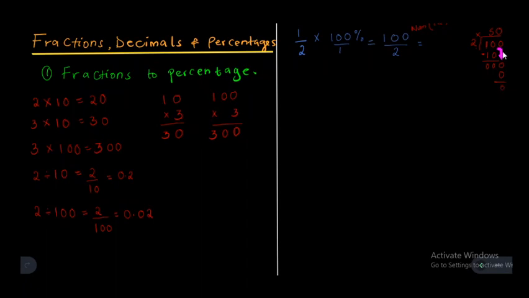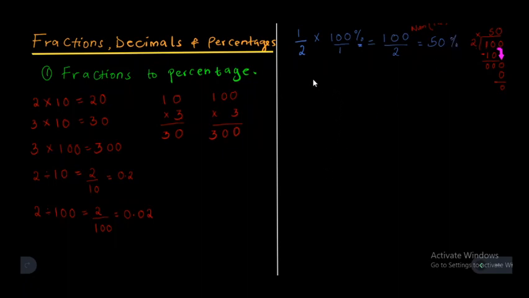Alright, so I have solved that question. 100 divided by 2 will give you 50. Now remember we were finding a percentage, so we have to write that at the end, 50%.